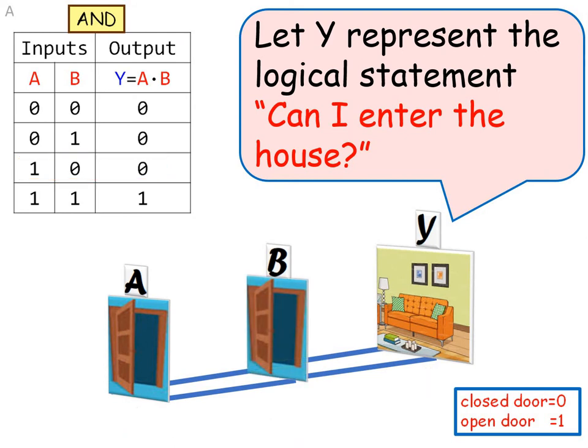The door A is open, 1. Door B is also open, 1. Now can I enter the house? Yes. Yes means 1. So value of y is 1. So 1 and 1 is 1.